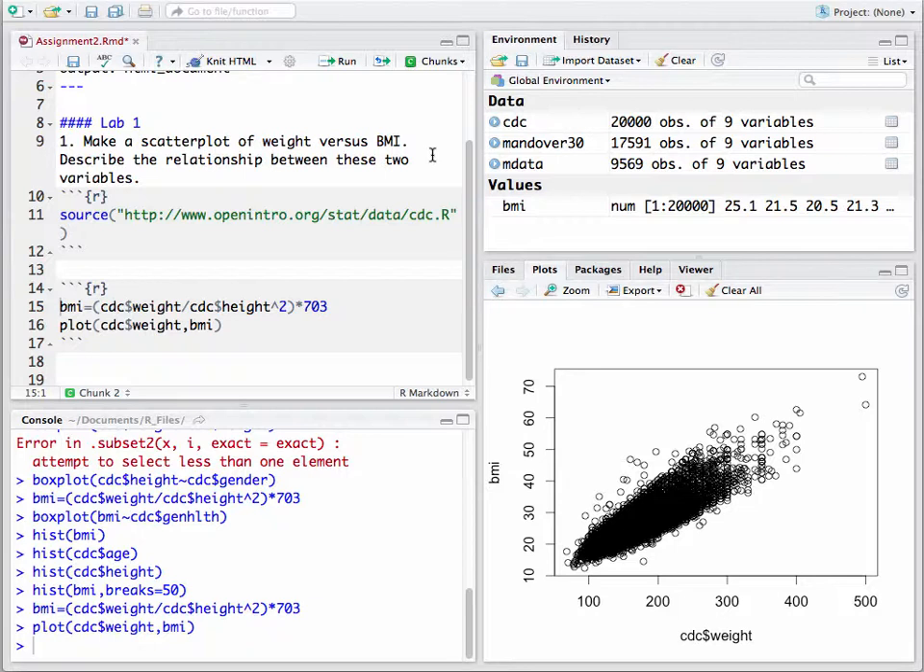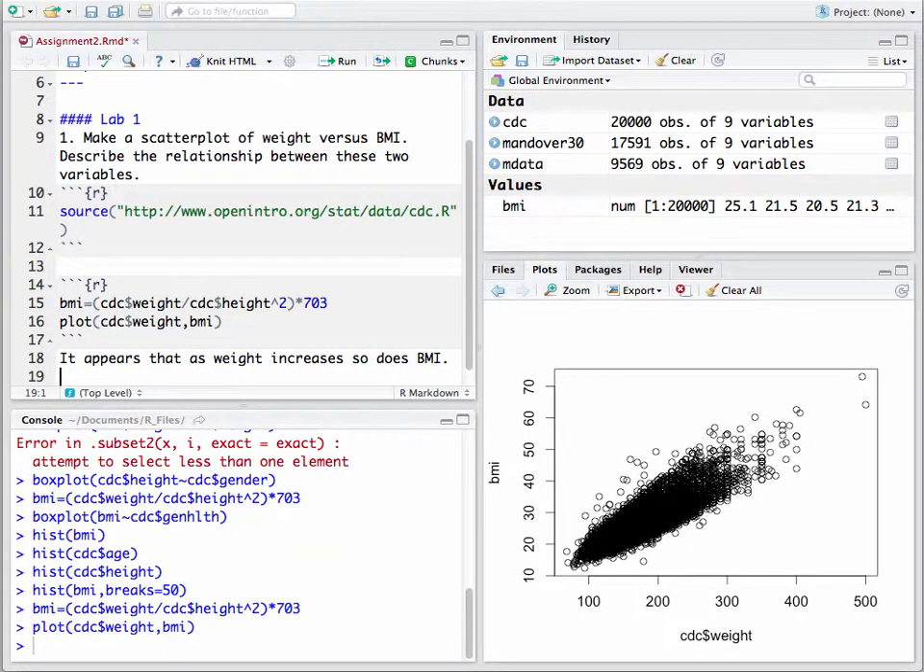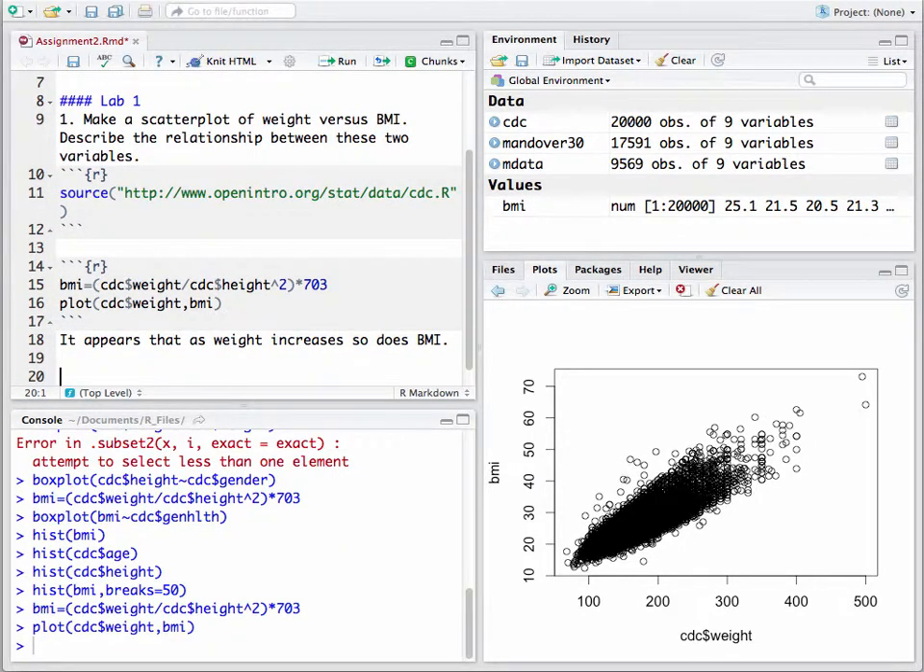All right. So they tell us in the lab here, describe the relationship between them. So we need to go ahead and do that. Down here, I'm going to put in some text below it: it appears that as weight increases, so does body mass index, or BMI. Okay, so that took care of number one. Woohoo! Double space, hit a return. Let's put a space in there to help us out.